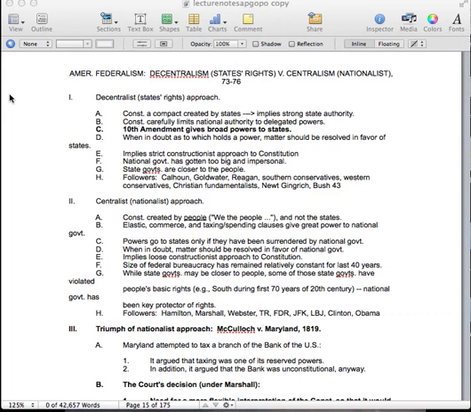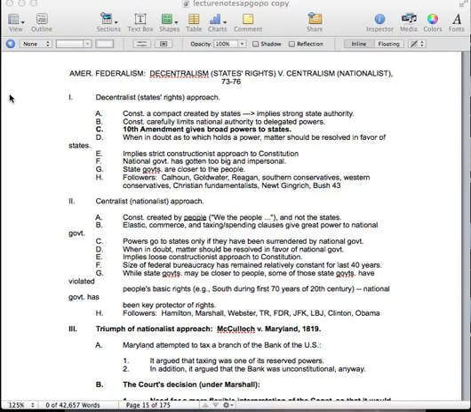Elastic Clause, if you remember, it's Article 1, Section 8 of the Constitution, which authorizes Congress to pass all laws, very important here, necessary and proper to carry out the enumerated powers. Enumerated powers are the powers designed specifically for the federal government in the Constitution. So for the Elastic Clause, I would underline it and then write down next to it, necessary and proper clause. This gives the national government a lot of power here.